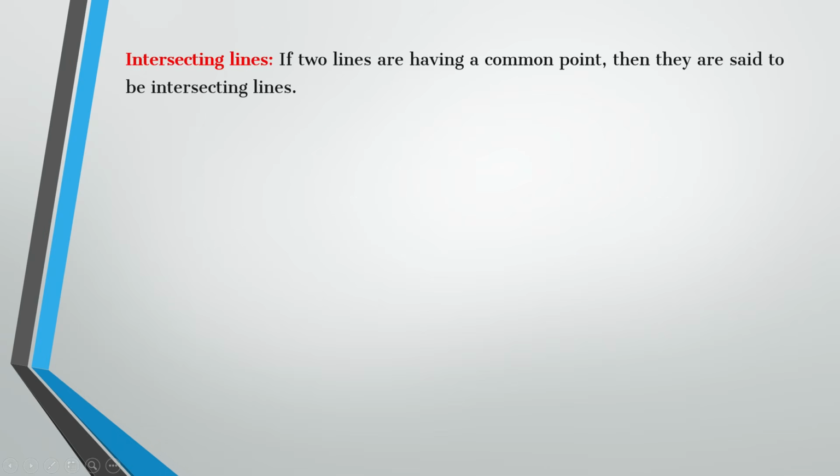Intersecting lines means what? If two lines have a common point, then they are said to be intersecting lines. You can see two lines given here, line AB and line CD. These two lines have a common point, so we say AB and CD are called intersecting lines. If lines have one point in common, then they are called intersecting lines.